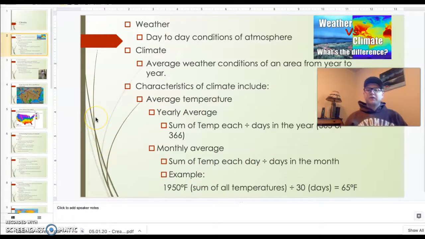So basically, what I just want you to get from this is weather is day to day. So a hurricane is considered a weather event, but maybe the average number of hurricanes in a season, that would be a climate event, right? We're averaging out these events over time.